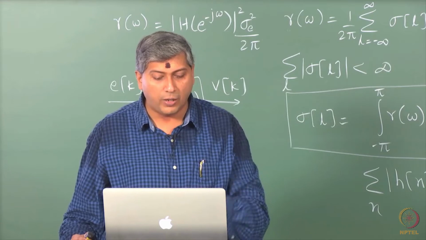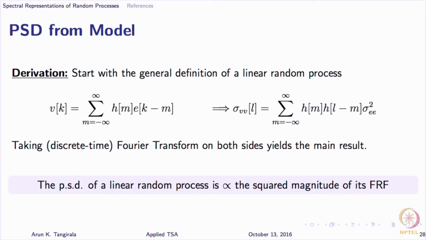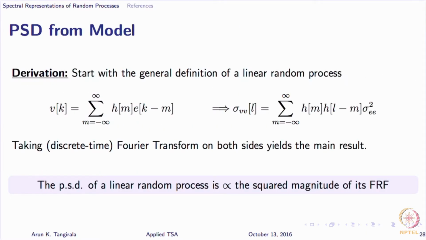To arrive at this relation, you start with the definition of a linear random process, and then you take, from the given linear random process, you construct the autocovariance function. What you have on the left hand side is the standard expression that we have written for linear random processes, and what we have on the right hand side is the resulting expression for the autocovariance function. And then you simply take the discrete time Fourier transform on both sides.